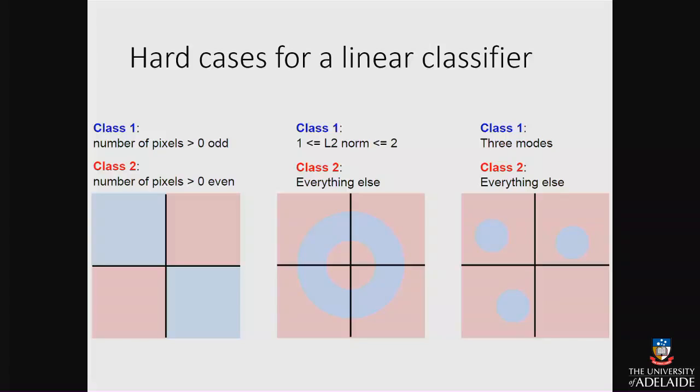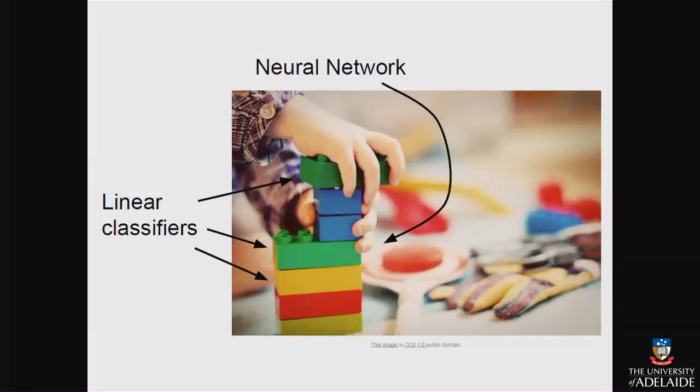So for example, in the first case, the blue class is a number of pixels that's bigger than 0 but odd, and class 2 is a number of pixels that's bigger than 0 but even. Right, so actually, you cannot simply draw a line to divide the space into 2 parts, right? So in this case, it's a nonlinear classification problem. You cannot rely on a linear classifier to do the job, right? So that's the basic idea of the linear classifier.